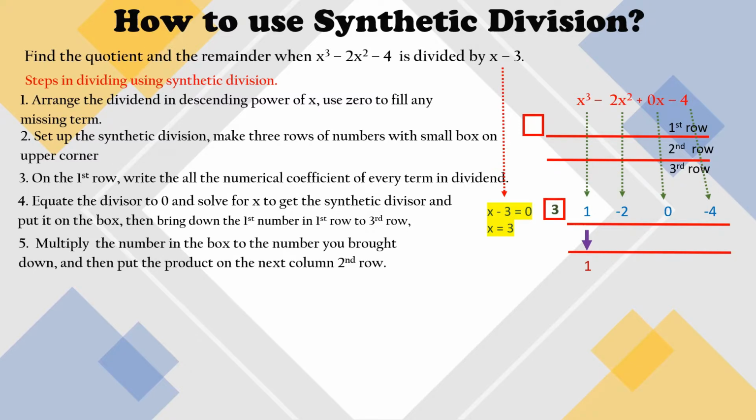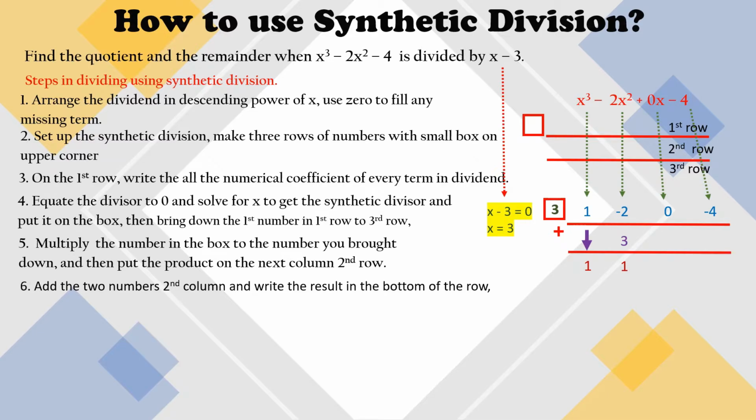Step 5, multiply the number in the box to the number you brought down and put the product on the next column, second row. So we're going to multiply 3 times 1, which is 3. Then we put the answer on the second row, second column. Then add the numbers on the second column and write the result in the bottom of the row. So negative 2 plus 3 is positive 1.